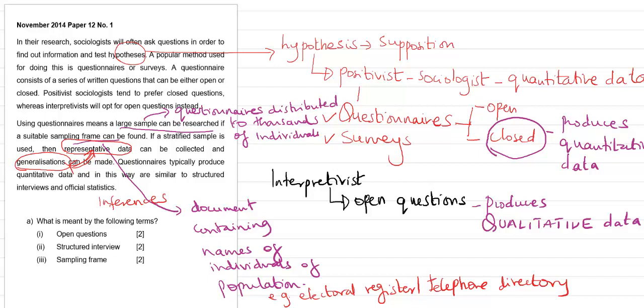Questionnaires typically produce quantitative data, and in this way are similar to structured interviews and official statistics. That is true, since a structured interview is like a questionnaire, but which is administered by an interviewer. Similarly, official statistics come from questionnaires containing closed questions that are administered by government officers.